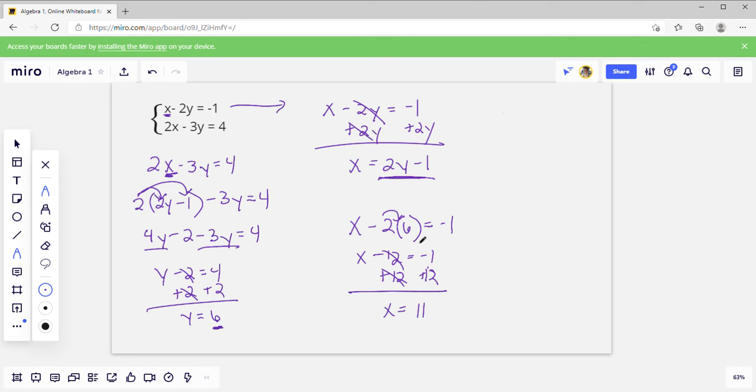So when we write the answer, you're just going to write it in parentheses. Your x value comes first, and then your y value. So that's what your answer would look like. X is 11, y is 6. All right, next problem.